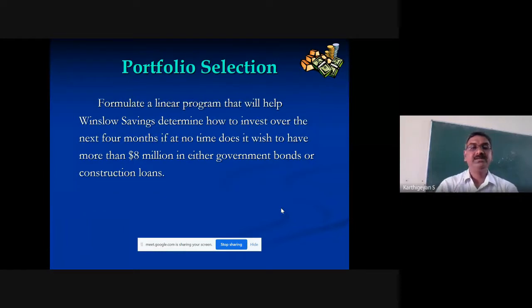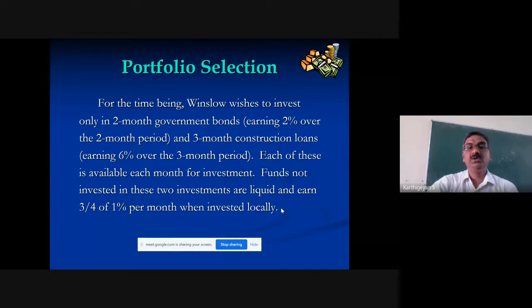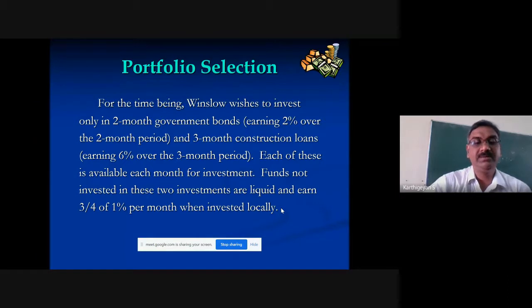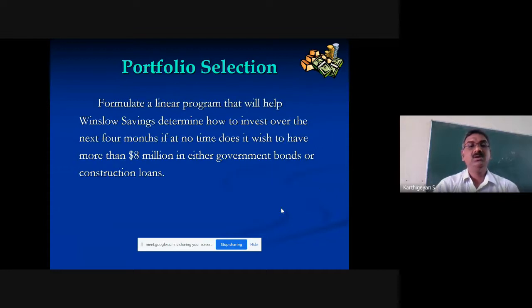Okay, right. Now you have to solve this problem: how much Winslow should invest in the 2-month government bonds and 3-month construction loans, and the remaining should be in the fixed deposit, something like liquid cash. So these are the 3 types of investments. Formulate a linear programming model that will help Winslow Savings determine how to invest over the next 4 months.